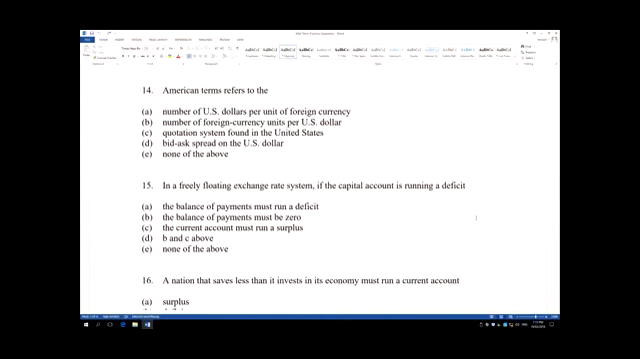All right, question 19. In a fully floating exchange rate system, if the capital account surplus for Australia rises, what will likely happen to the real value of the dollar? A, B, or C? If you've got a capital account surplus rising, in other words, foreign inflow is going to increase relative to foreign outflow. What's going to happen to the demand for Australian dollars? It will increase. So what will happen to the price? It should increase. So it's going to be B.